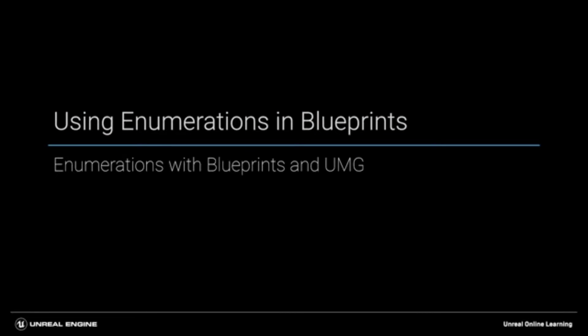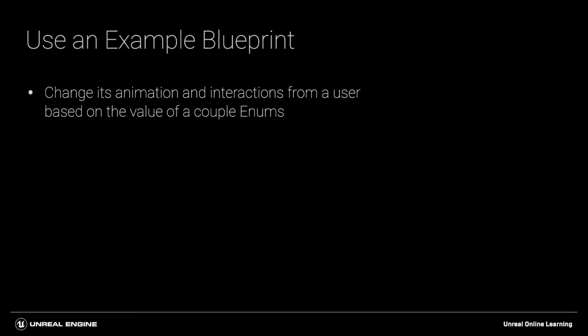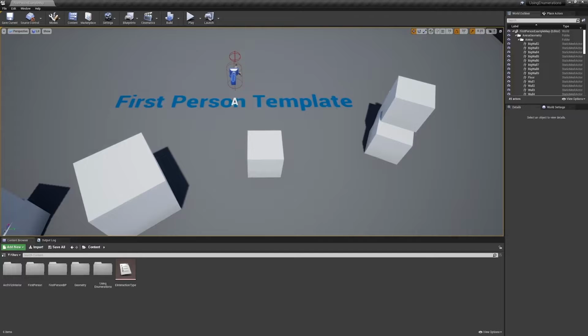After learning what an enumeration is and how it can be used in Unreal Engine, in this module, we'll see an example blueprint that will change its animation and the way it receives interactions from the user based on a couple of enums. Starting inside of the first-person example map, let's jump right in and press play.